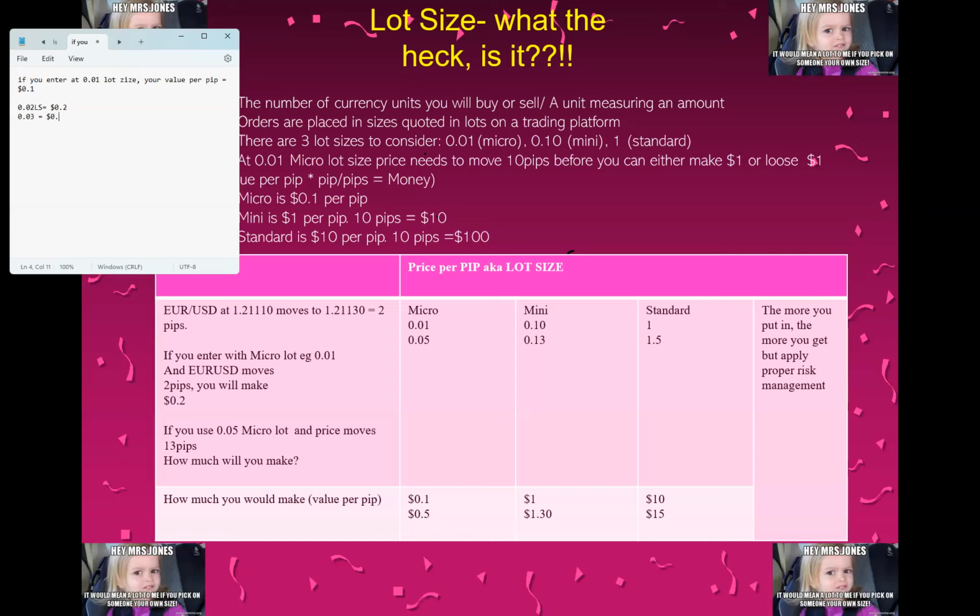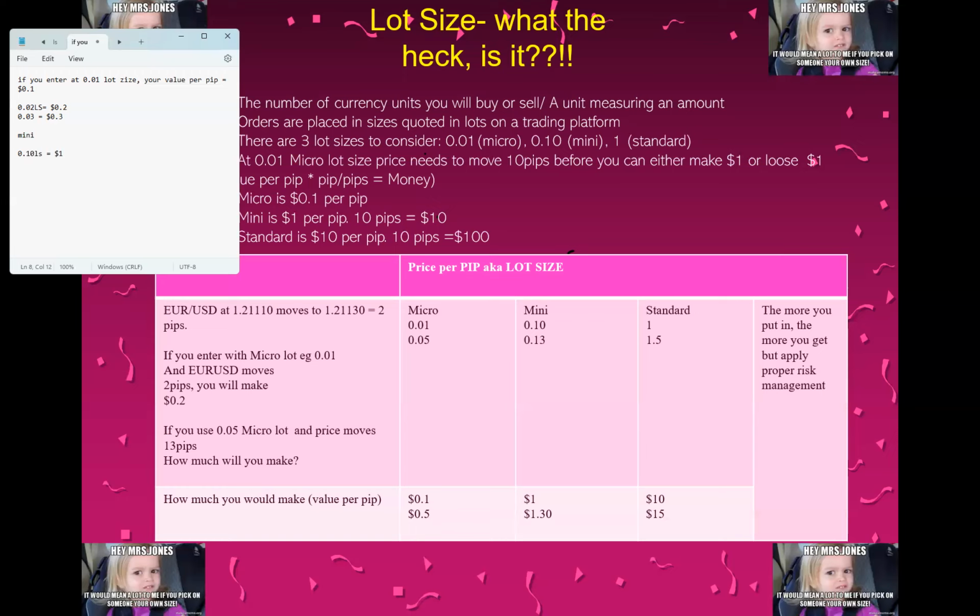Yeah, 0.3, that would be your value, and so on and so forth. For a micro, yeah? For a mini, it's a little bit different. If you enter at 0.10, your value is $1. That's the value per pip.